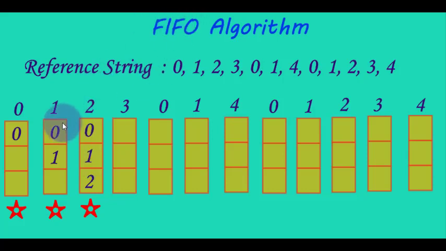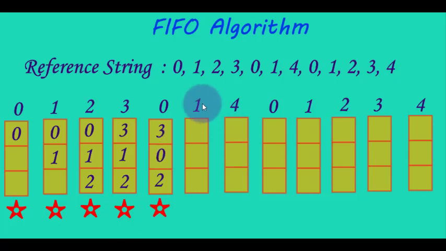FIFO says that the one which is oldest goes out, and the oldest is 0. It was the first in, so it will go out first. So 0 is the victim, because it is oldest. We have to select the victim. So 0 is replaced by 3, and there is another page fault. Now we require 0, and we have 3, 1 and 2. We need to replace the oldest, and the oldest is page number 1. So 1 is the victim page, and we replace it by 0.